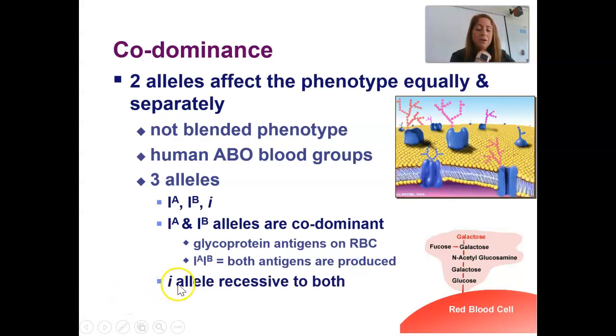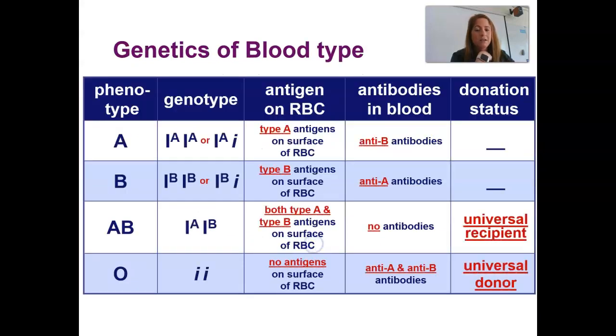If you have type O, or a lowercase i allele, that one is recessive to both A and B. So you could have type A blood and be heterozygous. You can have type B blood and be heterozygous. You could not have type O blood and be heterozygous. So here's what this looks like.